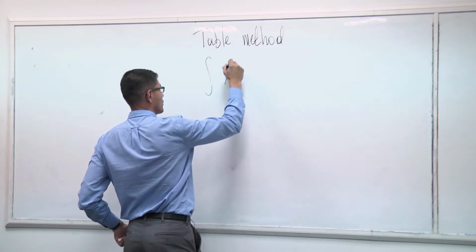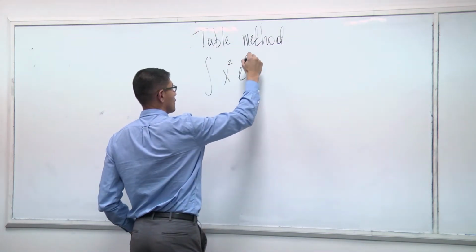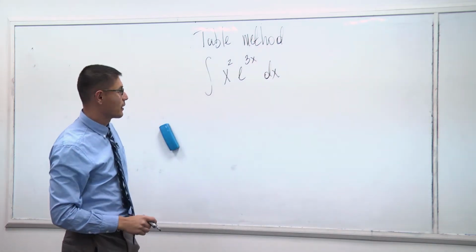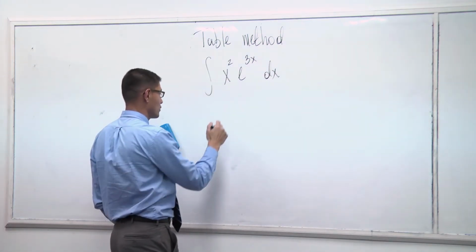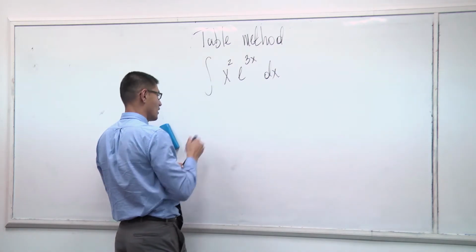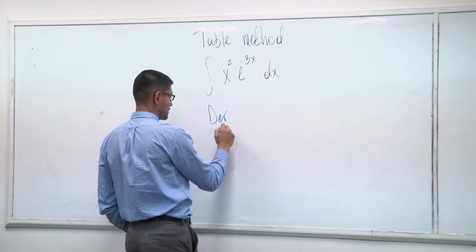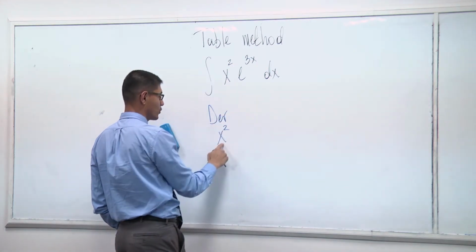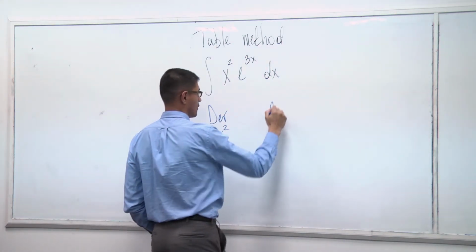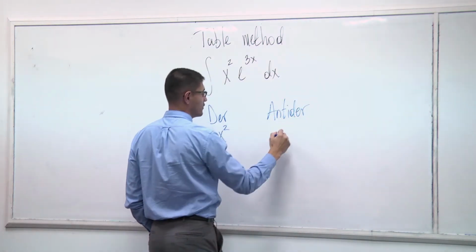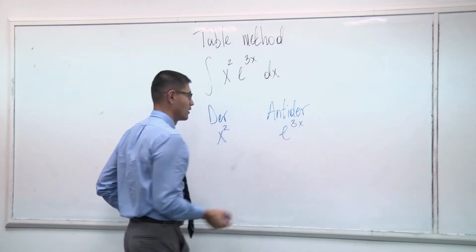Okay? So let me illustrate this with an example, probably the best way to understand anything. So let's go back to our original example, which took us a while to solve step by step, and use the table method here. So if we use the table method, our u is x squared, so we're going to put the u here. And our dv is e to the 3x, so we put it here.